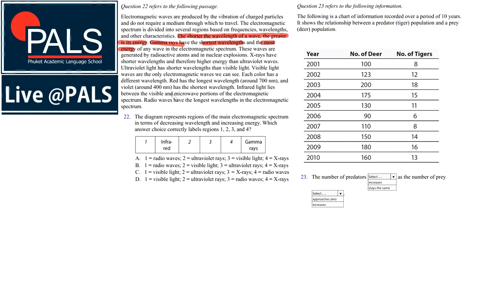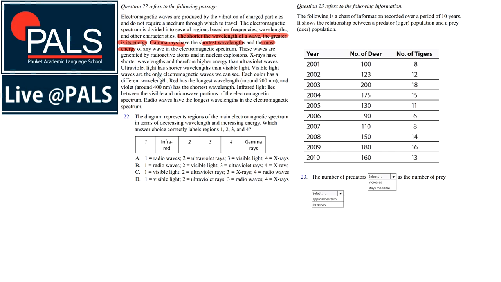Infrared lies between the visible light and microwave portions of the electromagnetic spectrum. Radio waves have the longest wavelength in the electromagnetic spectrum.